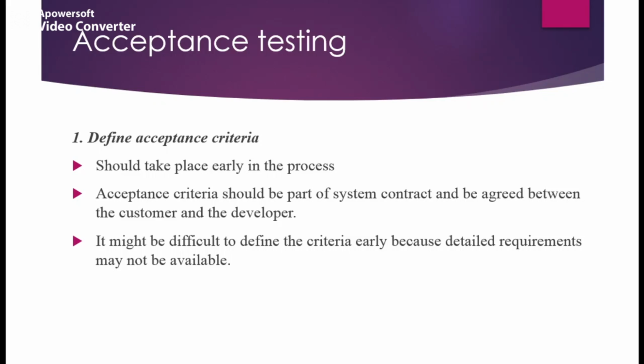So acceptance criteria should be part of the system contract and be agreed between the customer and developer. Better acceptance criteria needs to be provided at the beginning, that is during the agreement only, so that both developer and customer can look into that, and that means they have agreed to it. It might be difficult to define the criteria early. I agree that it's difficult, because you do not know the detailed or complete requirements, whether they are available or not.